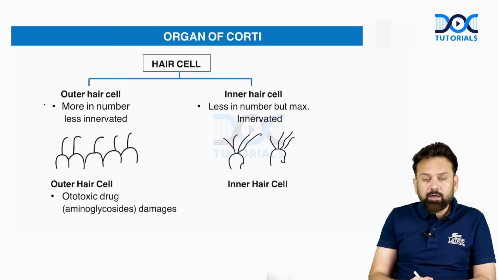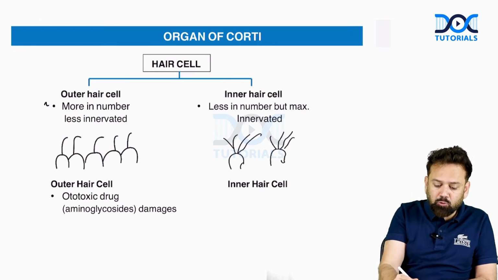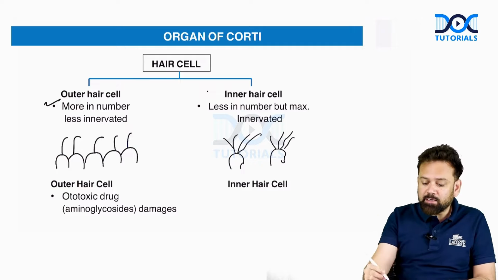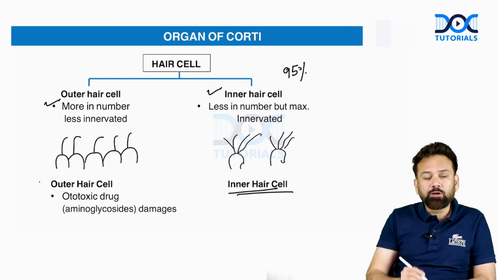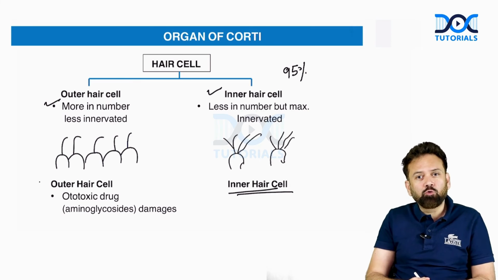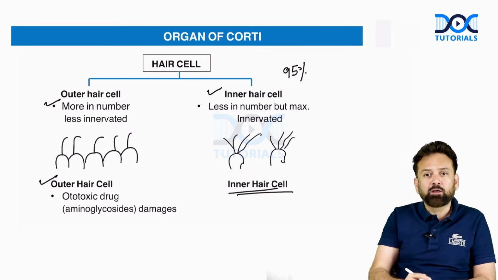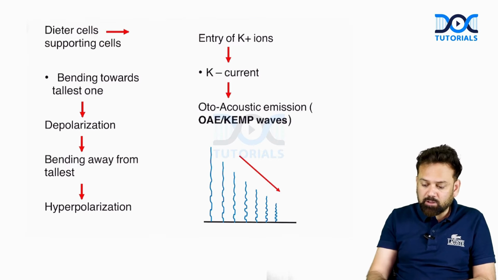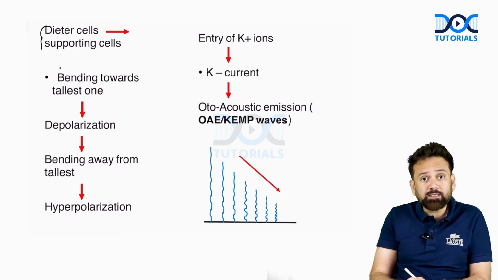Okay. Now, hair cells can be outer hair cells and inner hair cells. Who is more in number? Outer, but less innervated. Who is less in number but more innervated? Inner hair cells. 95% of innervation is to inner hair cells, only 5% to outer. But if they ask you who is damaged by giving a drug like streptomycin, the answer will be outer hair cells. Okay. So ototoxic drugs are mainly damaging which cell? Outer hair cells. There are also Deiters' cells, called supporting cells.